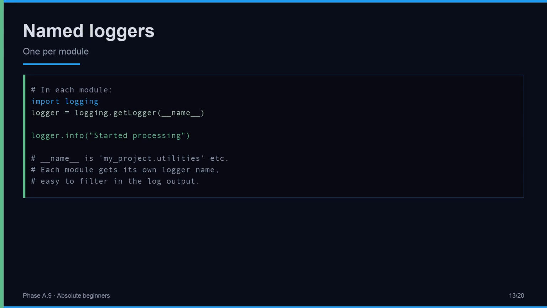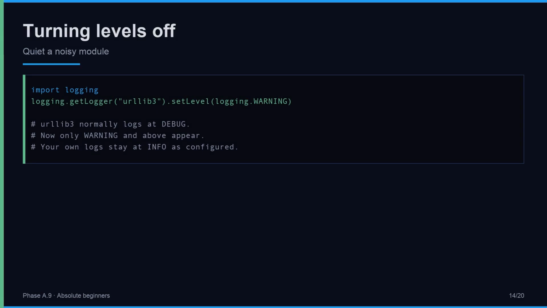Logger equals logging.getLogger, pass __name__. __name__ is the module name, like myproject.utilities. Each module gets its own logger with its own name. This matters when you read the logs, you can see which module produced each line. You can also turn levels up or down per module, which is invaluable when you need to silence a noisy library. One per module.